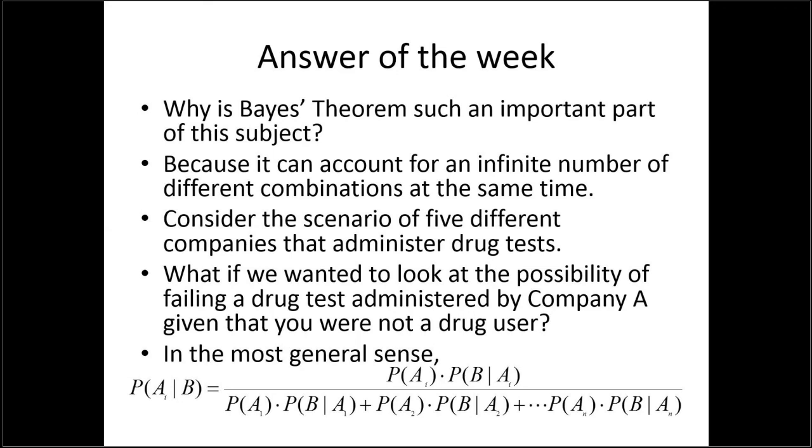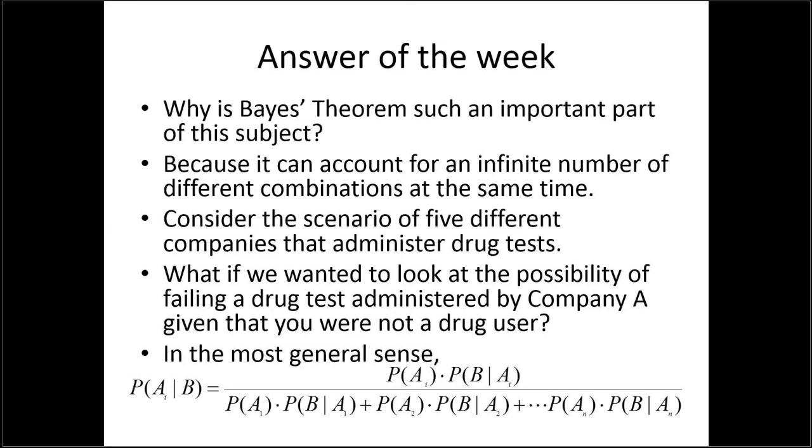And that's why Bayes' theorem is so important: it's infinitely expandable. As you're going to see in some of the examples we do here and down the road, that becomes really important because you have lots of possibilities. If we wanted to expand this specific example, what if we had 5 different companies that administer drug tests, and we wanted to know overall the probability that someone being tested at any of the 5 companies, who was or wasn't a user, was getting a false or true positive or negative? We have any number of possibilities, and Bayes' theorem expands to account for that.